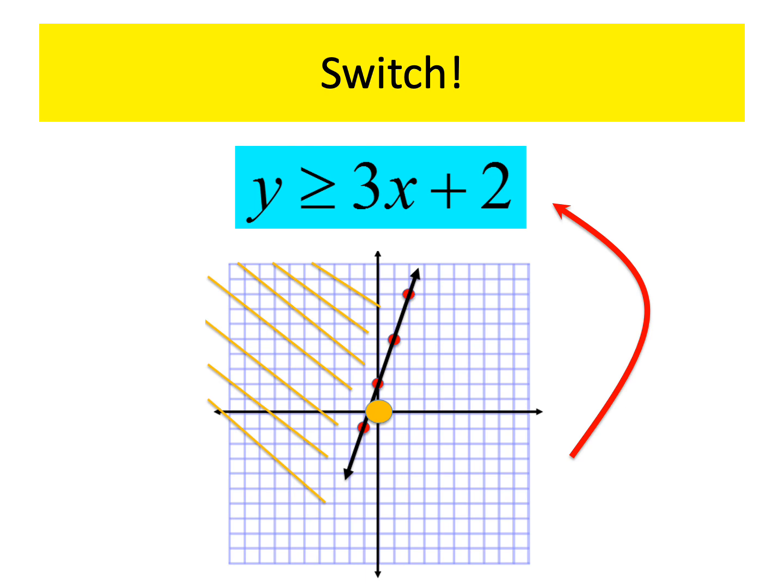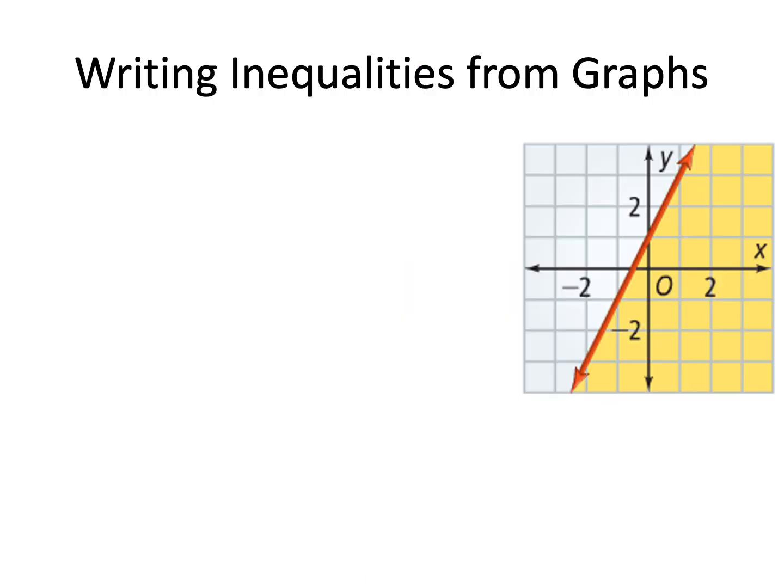Quick note, in our book, the shading will all be red. And in my examples, I use some different colors. But in the book, all the shading will be red. There shouldn't be too much confusion. So here, the shaded side is the yellow side.